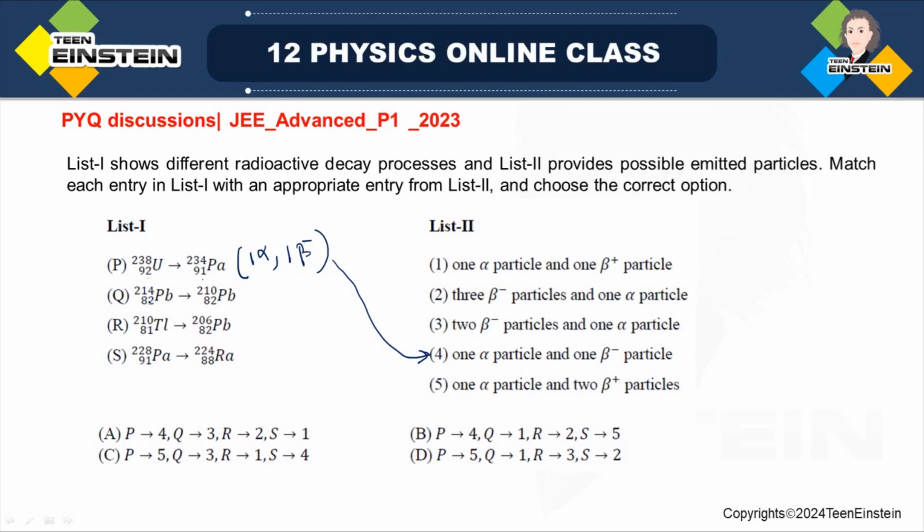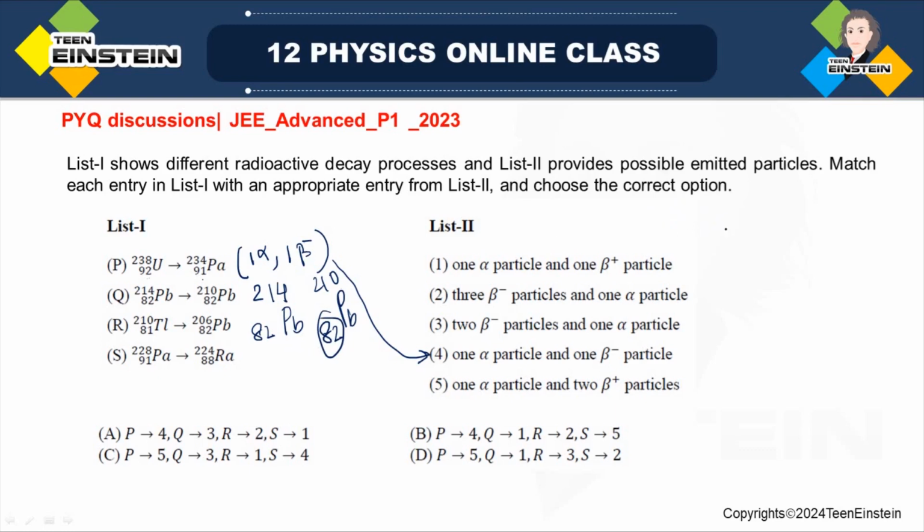Now go to this Q. So here also you can see the mass number. It was 214 for Pb, and Z was 82. Now see, the mass number has changed to 210, Pb 210. That means one alpha particle, I can say surely. And see, Z is not changing. That means what is happening? Back to back 2 beta minus decay is happening.